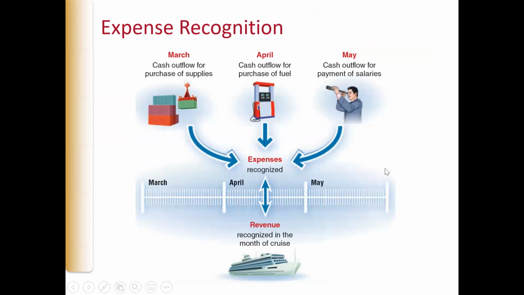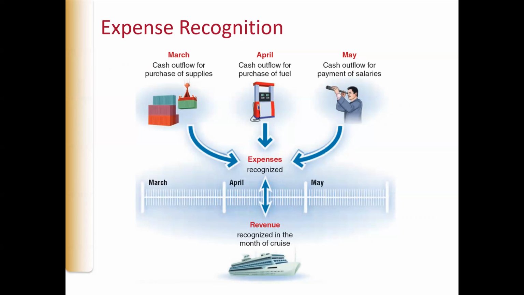So here is a great example for you. Here we've got a cruise ship. How many of you guys have ever been on a cruise ship? So what happens is this cruise ship has a specific day it's going to embark on the cruise. In this example, it's going in April, okay, on the cruise. So in March, they purchased all the supplies for the cruise ship. In April, they paid for all the fuel. And in May, they paid for the salaries.